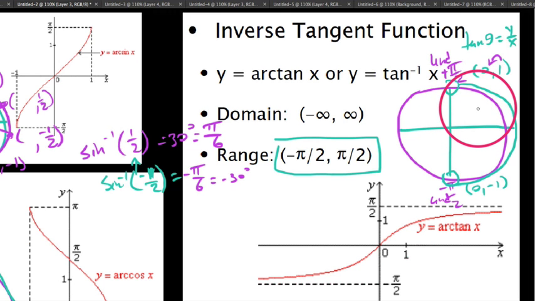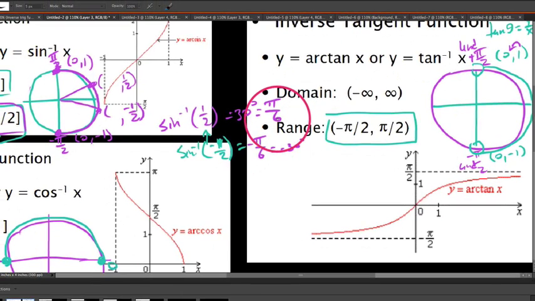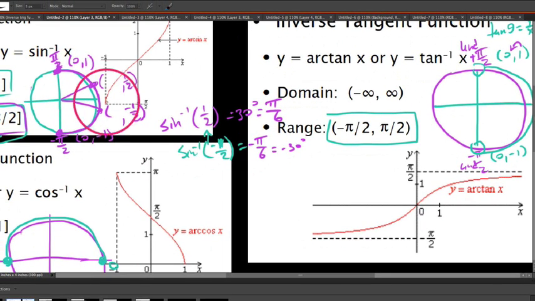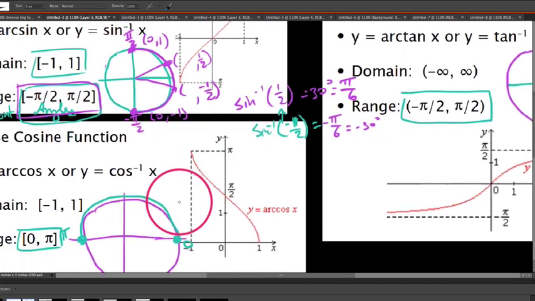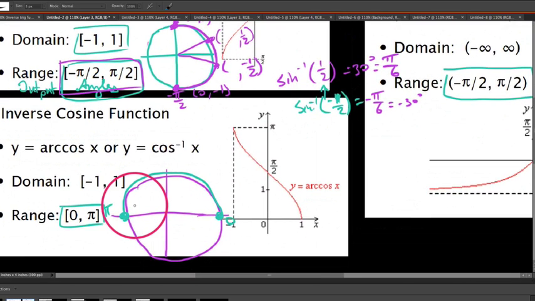So now, looking at these, what you're going to see is a similarity between sine and tangent. I just want to point this out. We got this half moon, but basically sine inverse and tangent inverse will always tell us an angle between negative pi halves and pi halves. And cosine inverse is kind of the weird function here. It tells us an angle between 0 and pi.